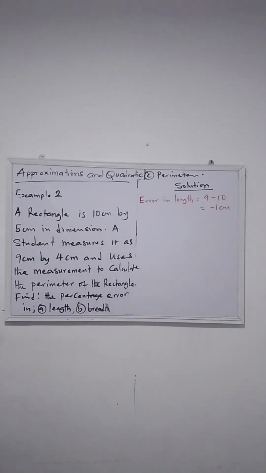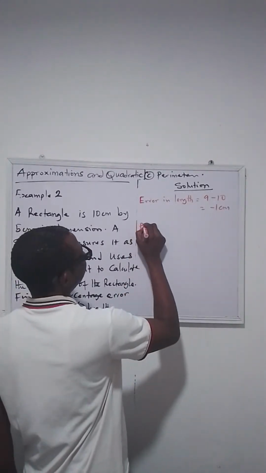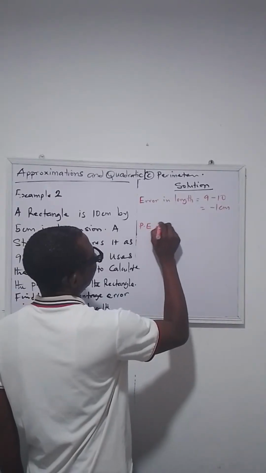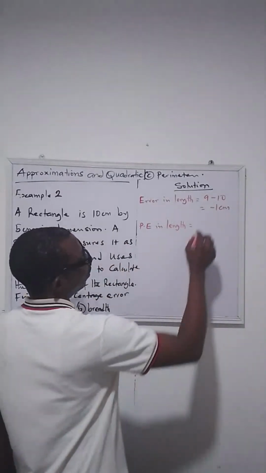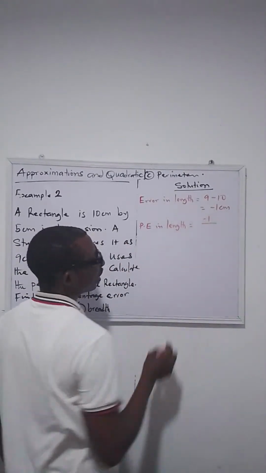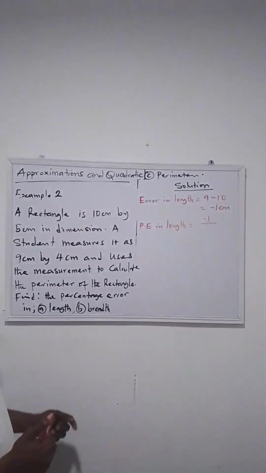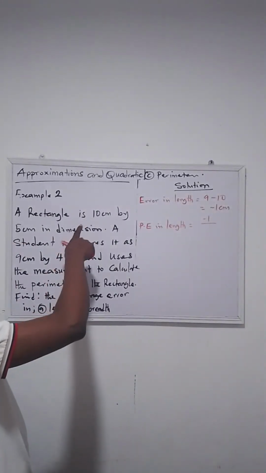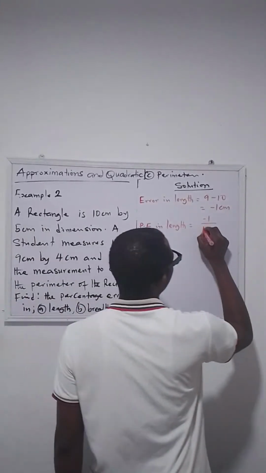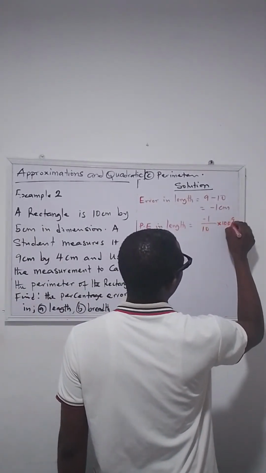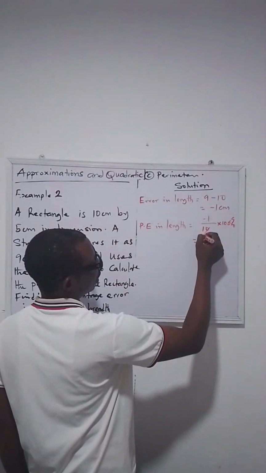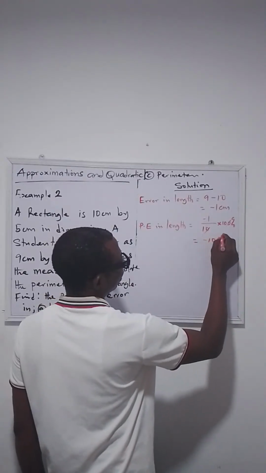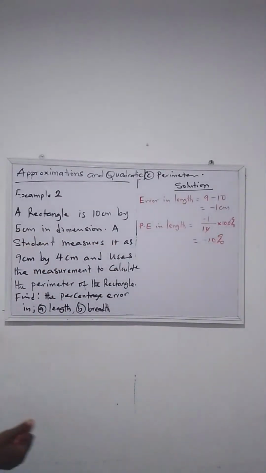So can we now get percentage error in length? So we have percentage error in length is going to be the error in length over the actual measurements of the length. What's the actual measurement? That's 10. So we have 10 times 100%. So, and that gives you now 10 cancel 10 here. We have negative 10%. And that's going to be the answer.